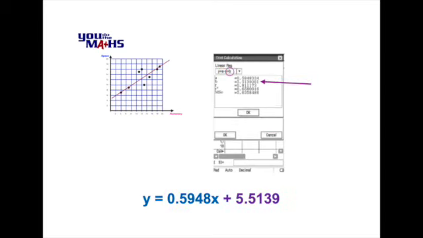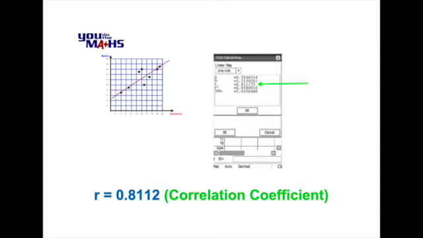the y-intercept. Now the correlation coefficient measures the strength of the relationship, and in this case it's 0.8112. But what does it actually mean? Let's have a look at some examples as to how we actually use the correlation coefficient.